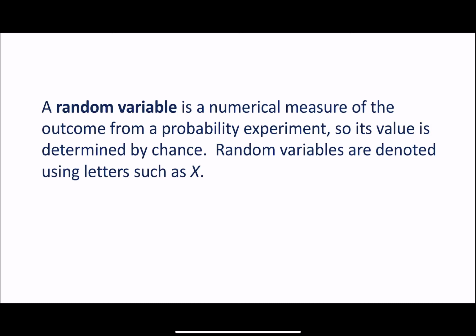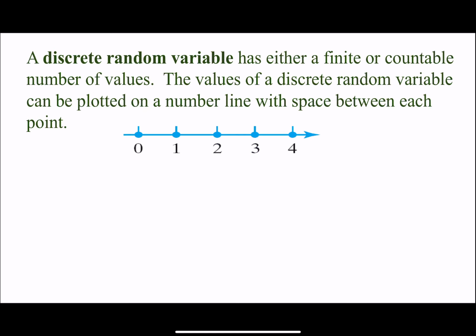A random variable, we've already kind of talked about this. It's a numerical measure of an outcome from a probability experiment. So basically its value is determined by chance. For random variables we use the letter X. Something that would be a random variable is when we are rolling a die, the outcome of the roll of the die, because it is random, it's by chance. That would be a discrete random variable. A discrete random variable has a finite or countable number of values.